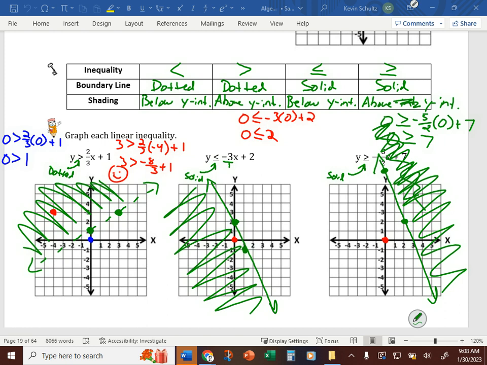So really, your inequality symbol tells you everything you need to know about graphing this linear inequality. It tells you whether it's dotted or solid, and it tells you which side to shade. Now the backup is testing an ordered pair, and (0, 0) is really easy to test, but your inequality symbol tells you everything you need to know about whether it's dotted or solid and which side is shaded.